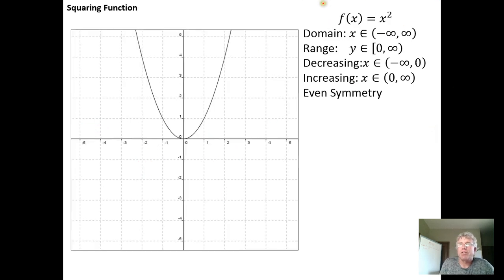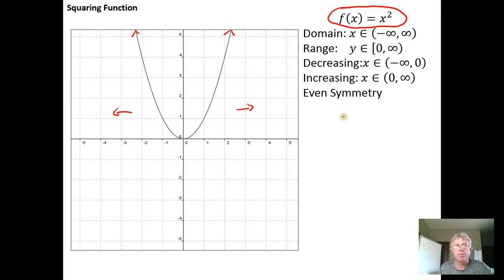The next toolbox function we're going to be working with extensively is the squaring function, f of x equals x squared. The domain is -infinity to infinity along the x-axis. Again, there's arrows on this graph. The range starts at 0 and goes to infinity, so we don't get negative outputs from the squaring function. It's decreasing from -infinity to 0, and increasing from 0 to infinity as we move up this way.